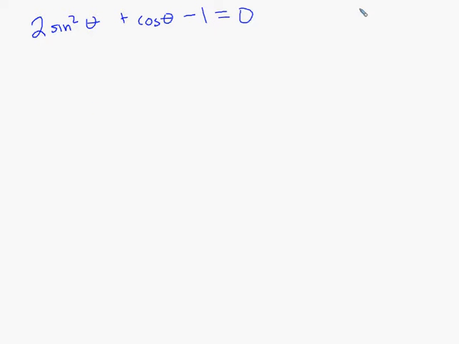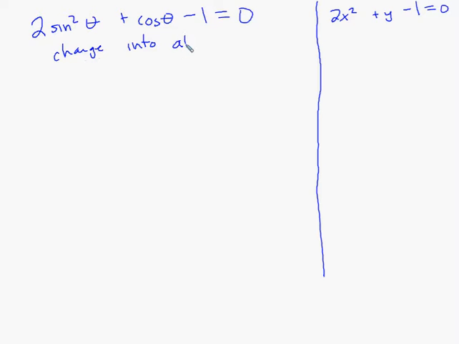Now, this would be like having something like 2x squared plus y minus 1 equals 0. And we're not going to be able to factor that. Why? Because this is a sine and this is a cosine. Those are two different things. So I need to change it into all one trig function. And that's where our Pythagorean identities are going to help us.